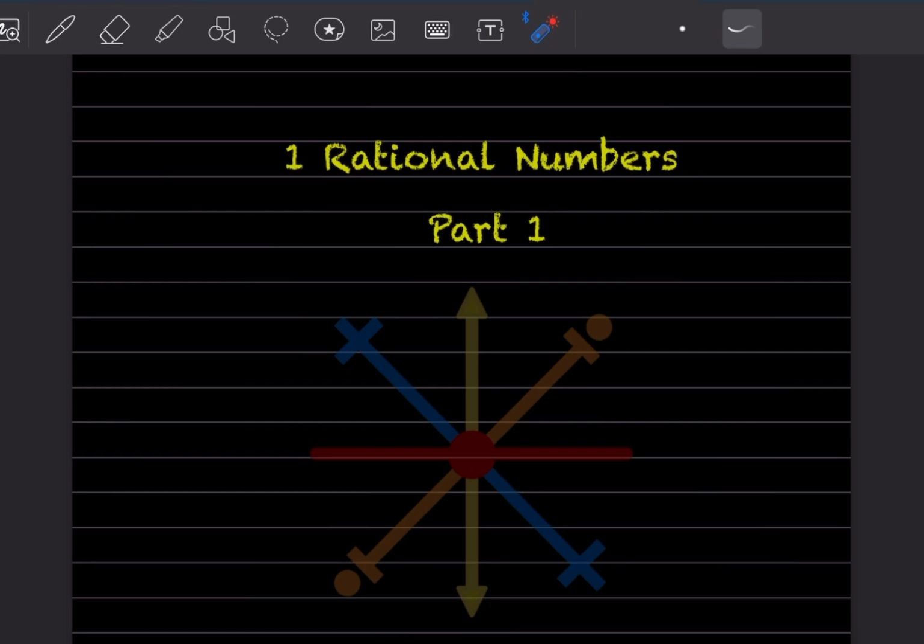So we'll start with the new topic, that is rational numbers. We'll see part 1 of it.